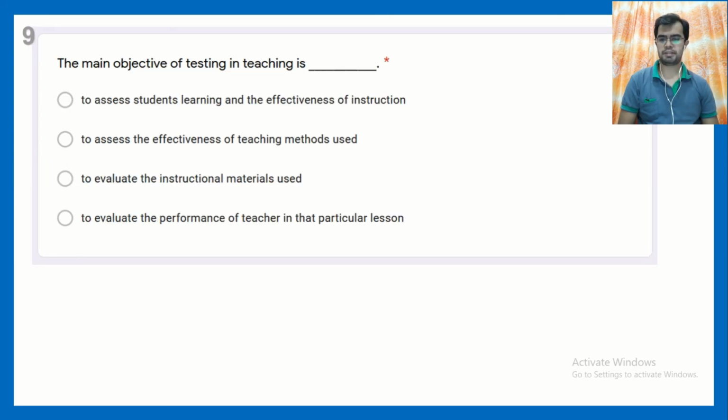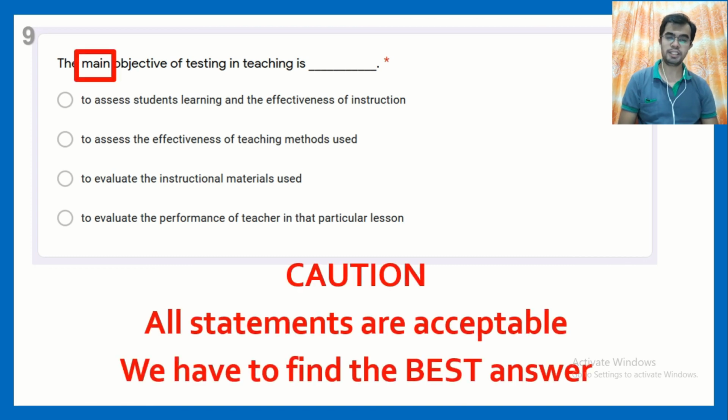Number 9, the main objective of testing in teaching is blank. We have a caution. All statements are acceptable, so we have to find the best answer, as the question says that we have to find the main objective. And the answer is letter A, to assess students' learning and effectiveness of instruction.